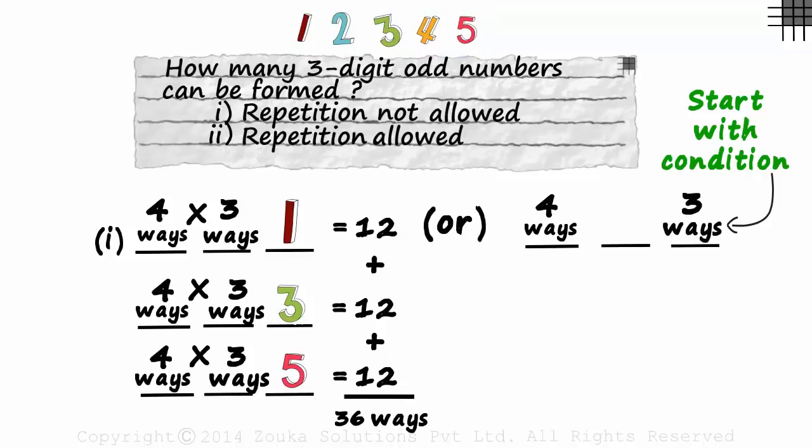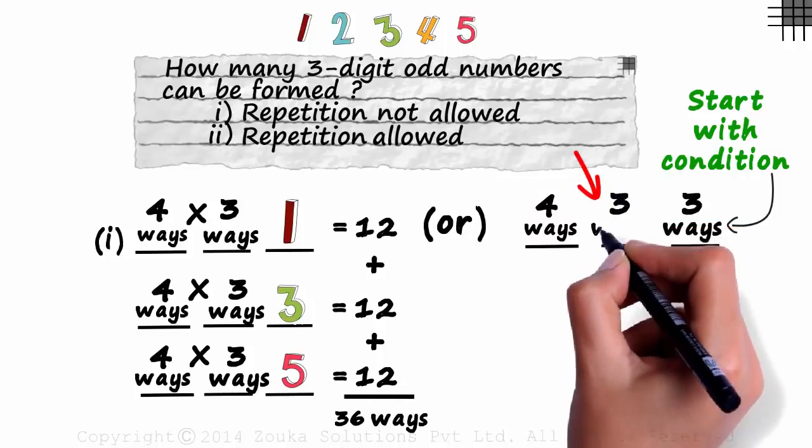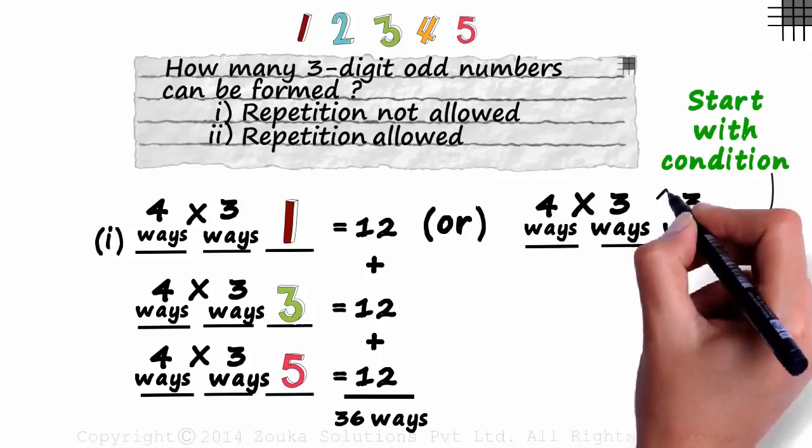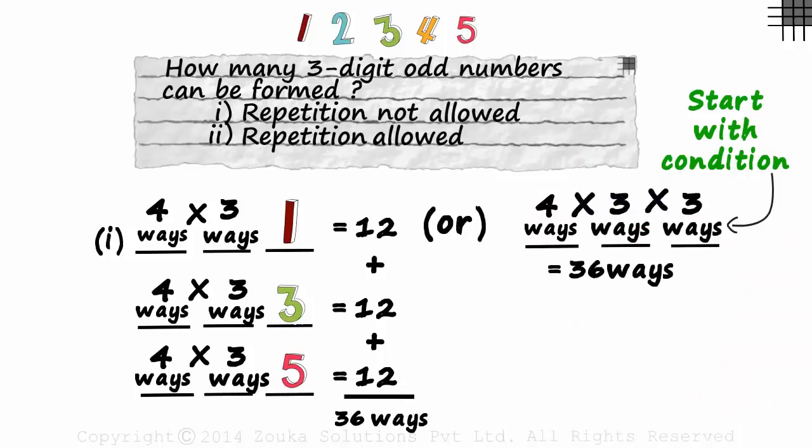And when 2 digits are used for the hundreds and the units place, just 3 remain. The second slot can be filled in 3 ways. And we multiply these to get the answer, 36 ways. We got the same answer, but a lot quicker.